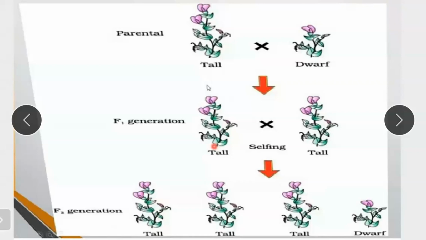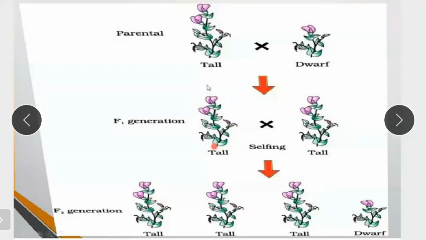Genes. Okay. So, the experiments and their results are shown in the Punnett square. So, capital TT, a pair of genes of one parent. Okay. And small tt, a pair of genes of another parent. So, what about the F2 generation? When the F1 plants are self-crossed, the F2 generation shows the following gametes. So, what is the genotype here?